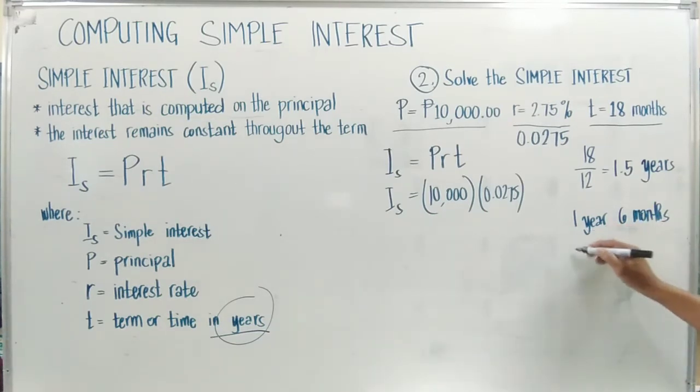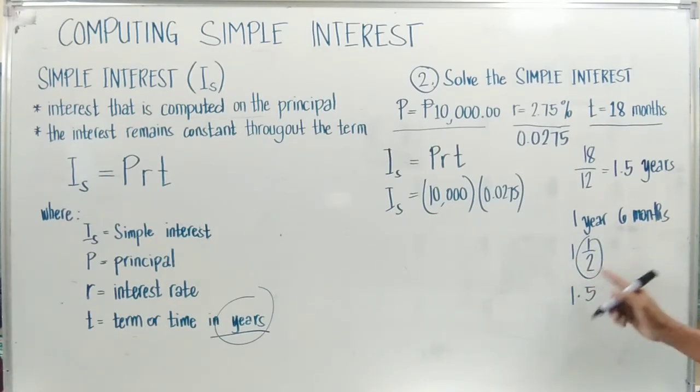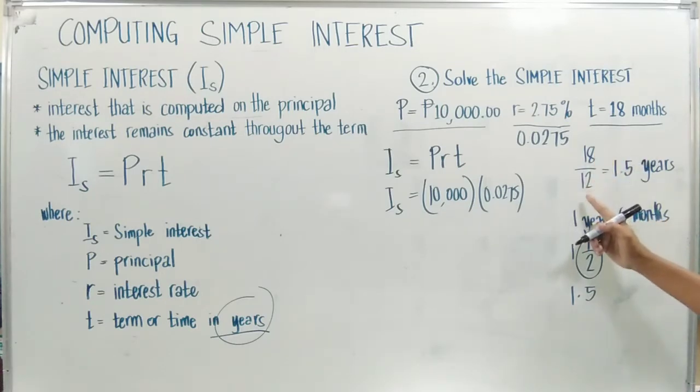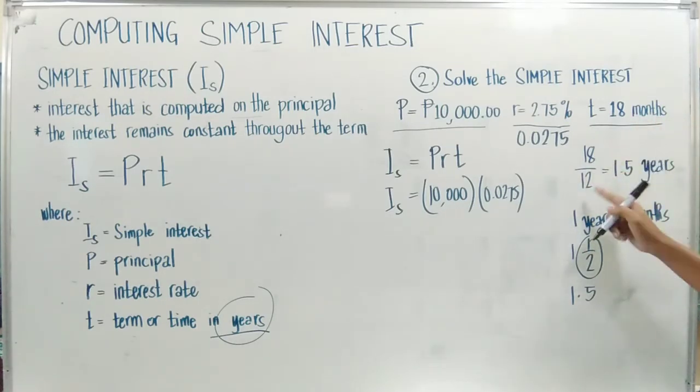Okay? Or shall we say 1.5 years, or 1/2 is equal to 0.5. That is 1.5. Or using your calculator, just divide 18 months by 12. So we get 18 divided by 12, we have 1.5. So basic. Okay?